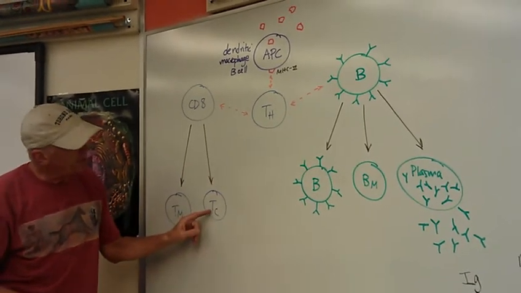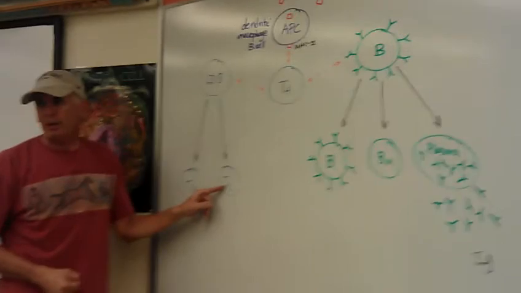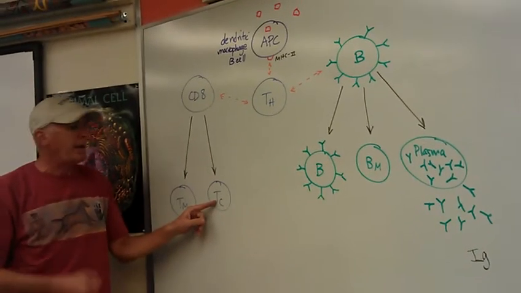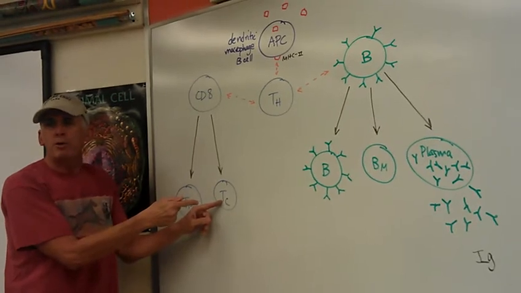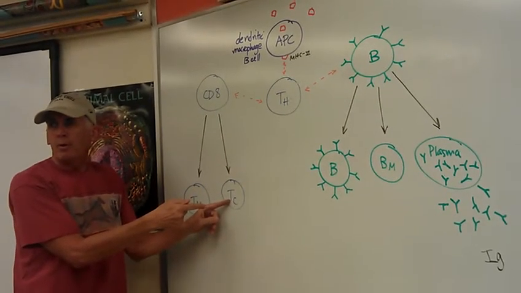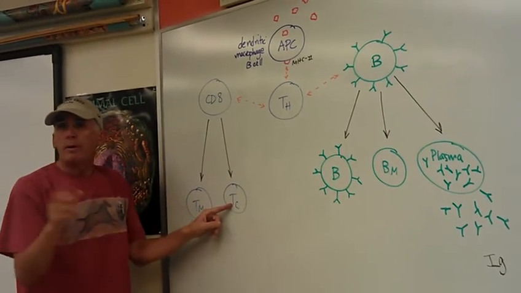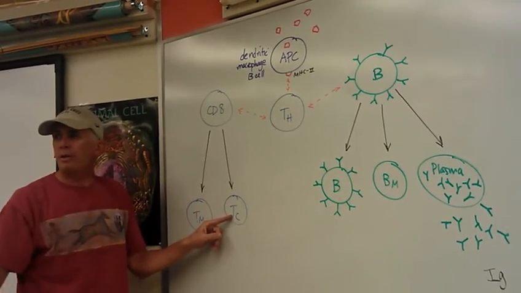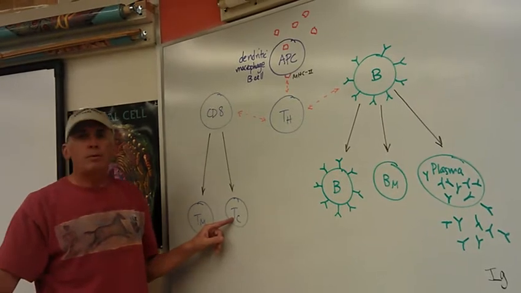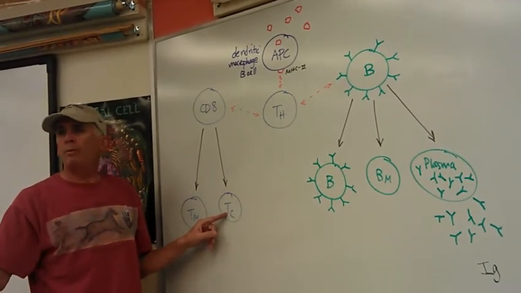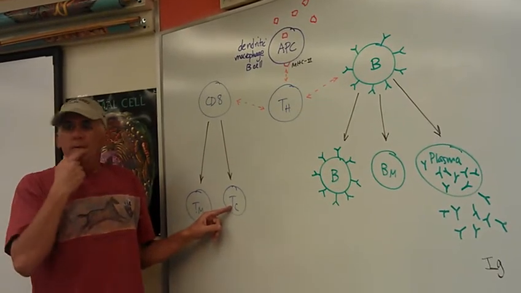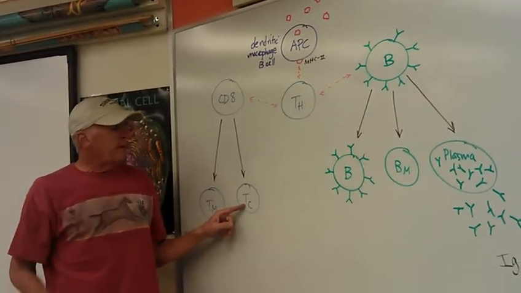It also causes the formation of cytotoxic T cells. Cytotoxic T cells will go and kill bad guys. And how do cytotoxic T cells know who to kill? What do they look for? What do they inspect?